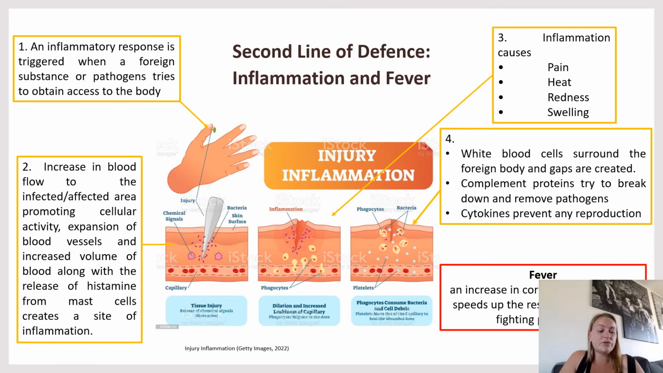An inflammatory response is triggered when a foreign substance or pathogen obtains access into the body, creating an increase in blood flow. Blood vessels expand, increasing the volume of blood, and along with the release of histamine from mast cells, this creates a site of inflammation, causing pain, heat, redness, and swelling. White blood cells surround the foreign body. Gaps are created, allowing blood cells to pass through, whilst complement proteins break down and remove pathogens, allowing cytokines to prevent the reproduction of a virus.